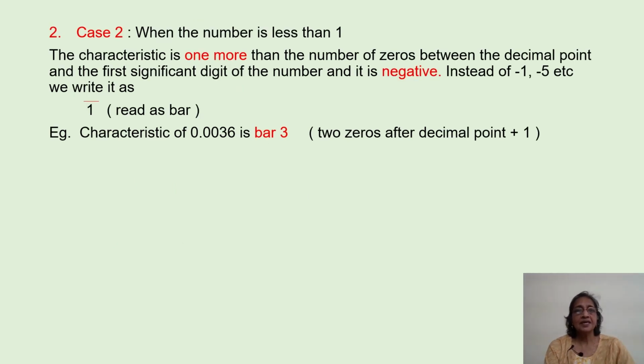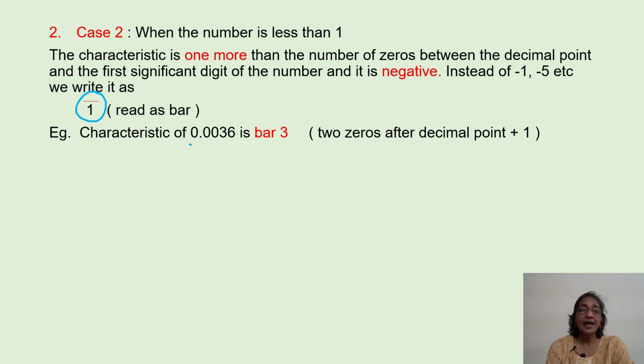Now take the second case. When the number is less than 1, how do we find the characteristic of such a number? We already know that logs of negative numbers and 0 are not defined. The characteristic is 1 more than the number of zeros between the decimal point and the first significant digit, but it is negative. And we write it as what I have written here. It is read as bar 1.